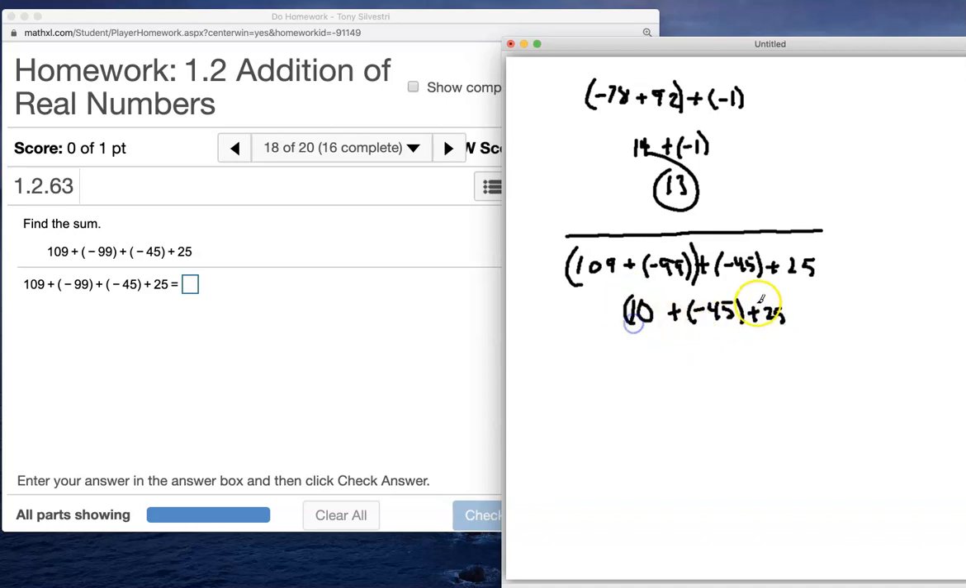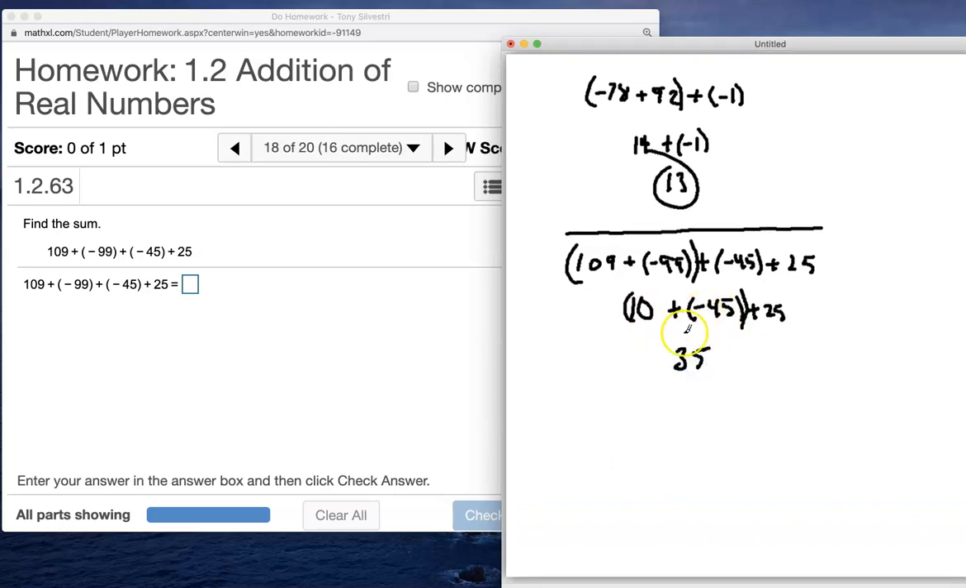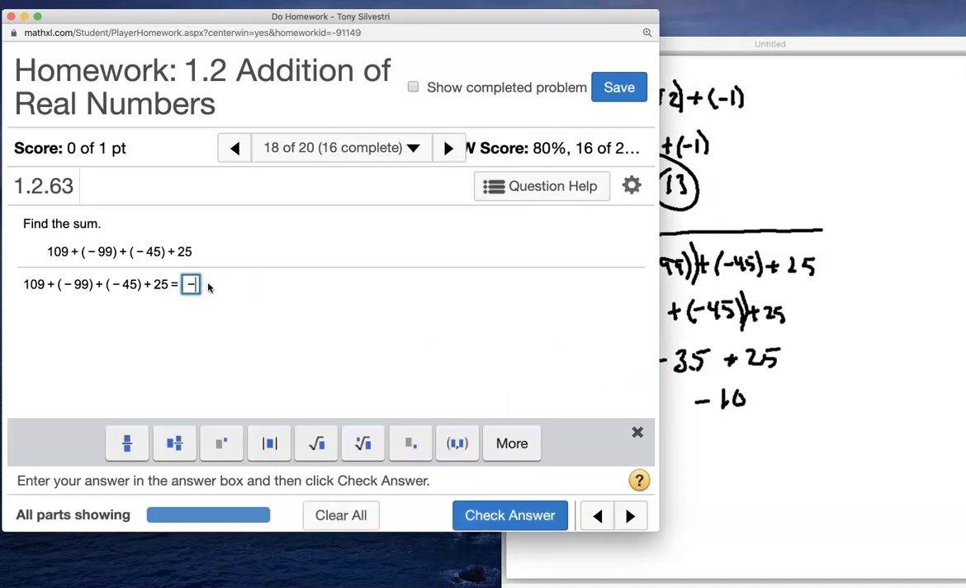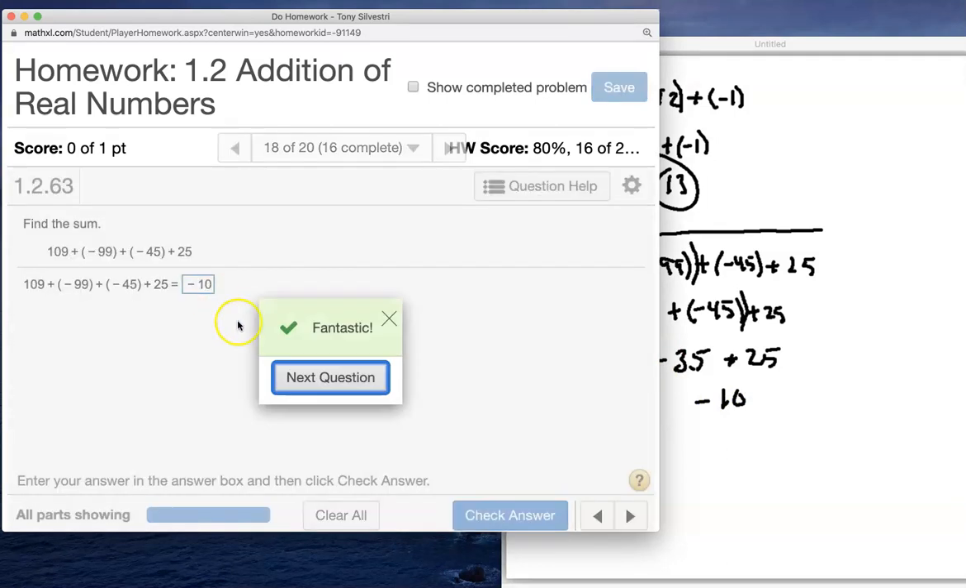Okay, I'll do these two. Different signs. Absolute value of negative 45 is 45. Minus 10 is 35. And we take the sign of the bigger absolute value, negative 35. Plus 25, bring the rest down. Different signs again. 35 minus 25 is 10. Take the sign of the bigger number. I'm going to put a negative 10 in there and see some green. Fantastic.